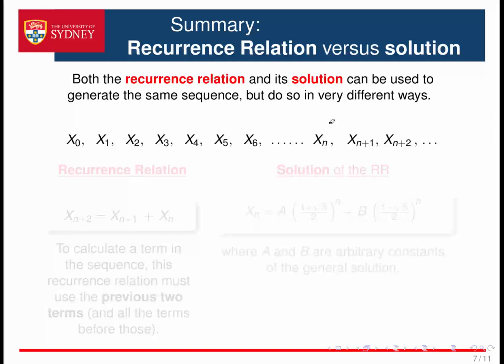Slide 7. Recurrence relation versus its solutions, continued. In the example above, the recurrence relation used x_n to calculate x_(n+1). That is, the recurrence relation uses the previous term to calculate the current term.